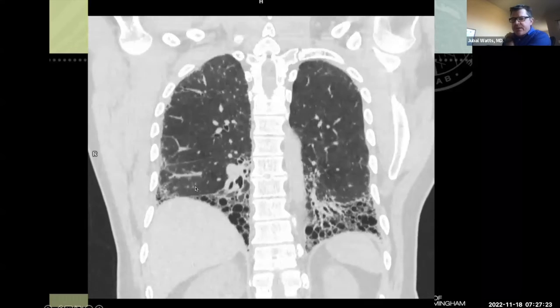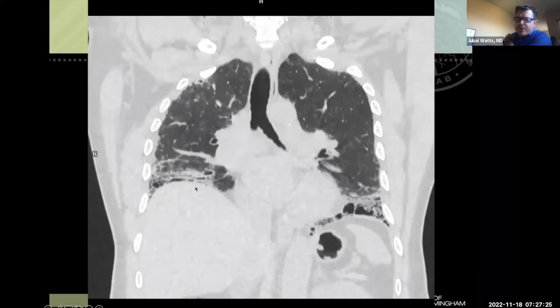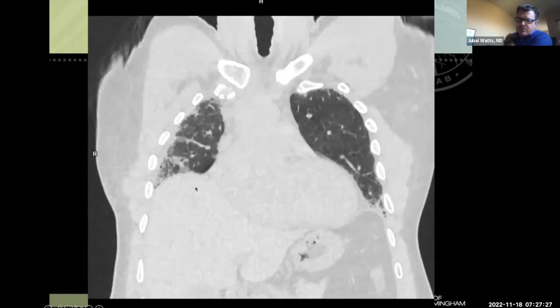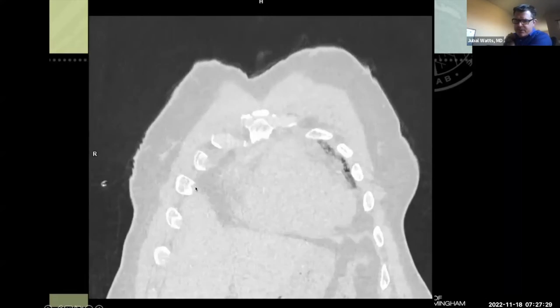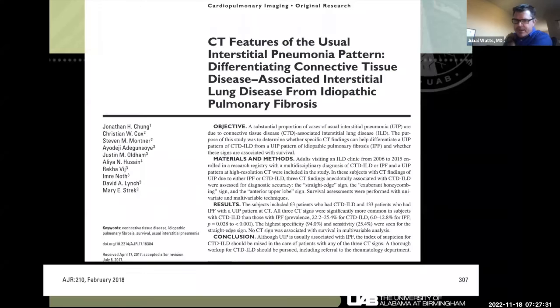If you see that straight edge sign or exuberant honeycombing, you want to think closely about connective tissue diseases and run your serology panels and maybe get the extended myositis panel, because sometimes that'll show up when the other serologies are negative. This was the paper, in AJR in 2017, and they described the straight edge sign, which we saw, and the exuberant honeycombing sign. They also described an anterior upper lobe sign, which I don't have.